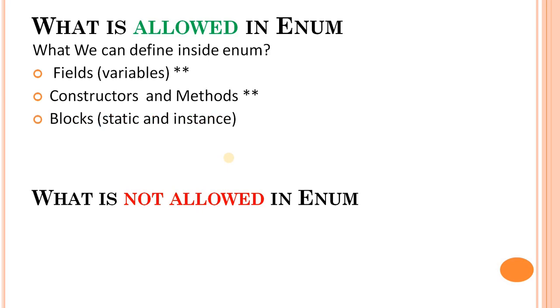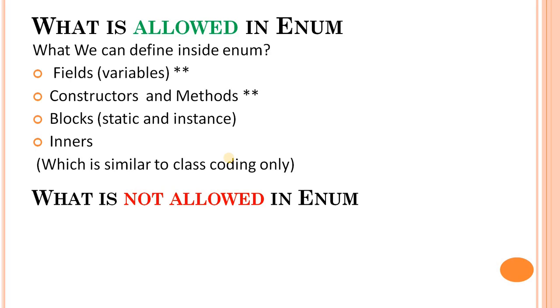Coming to blocks, we can define static block and instance block. However, static block is provided by Java compiler. If you want, you can define your own extra static block also. And coming to inners, the meaning of inners indicates writing one enum inside another enum, and even writing one enum inside the class or interface, and even vice versa. This inners concept, we are going to see in a separate session over the enums with inners. So simply we can say what we can write inside the enum which are similar to class.